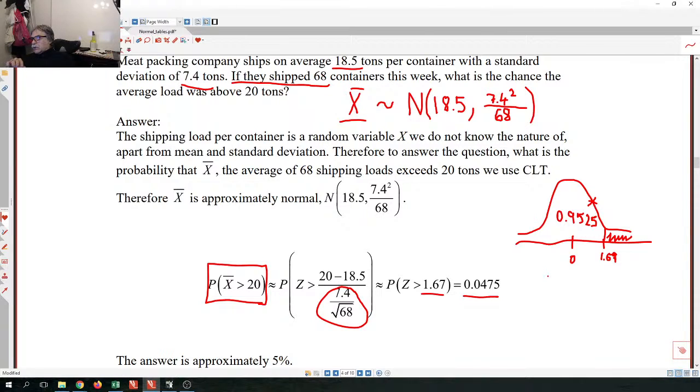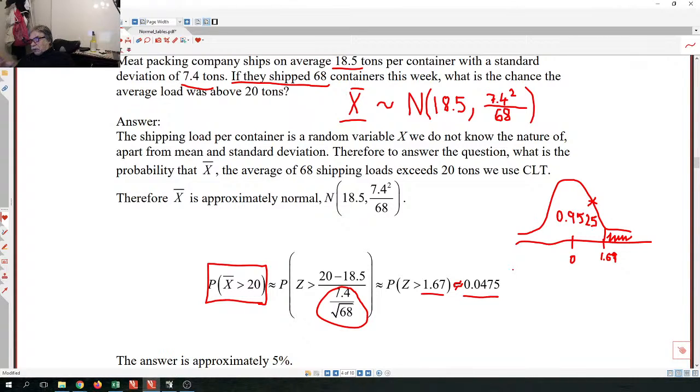Okay, we use the power of the central limit theorem to get this approximate calculation. This would also be approximate, of course. Even with the table, I get an approximation, approximately 5%, right? So there is a 5% chance that the load of 68 containers would exceed 20 tons on average. That would be once out of 20 times.